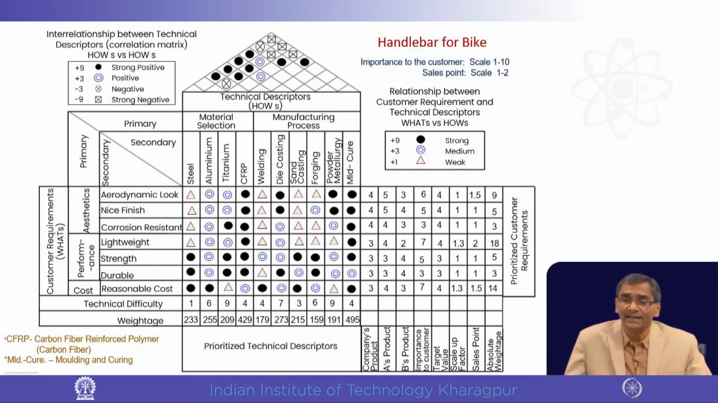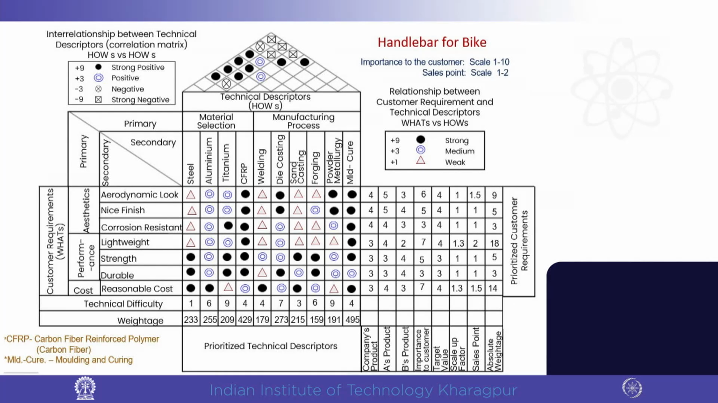Again, at the top right, you will find that the scale-up factor is mentioned as between 1 and 2. So either it is 1.5 or 2 or something like that. Here, from the judgment of the team, the scale-up factors are presented. If we have done this, our main understanding part is more or less complete.